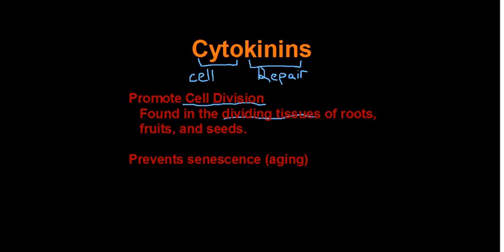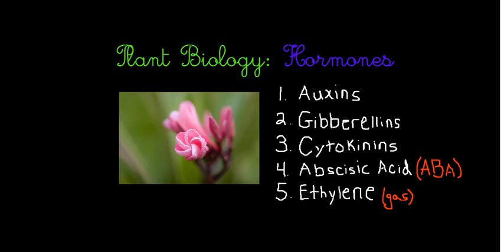and their anti-aging properties. So to go back over, we have the five hormones: auxins, gibberellins, cytokinins, ABA, and ethylene gas.